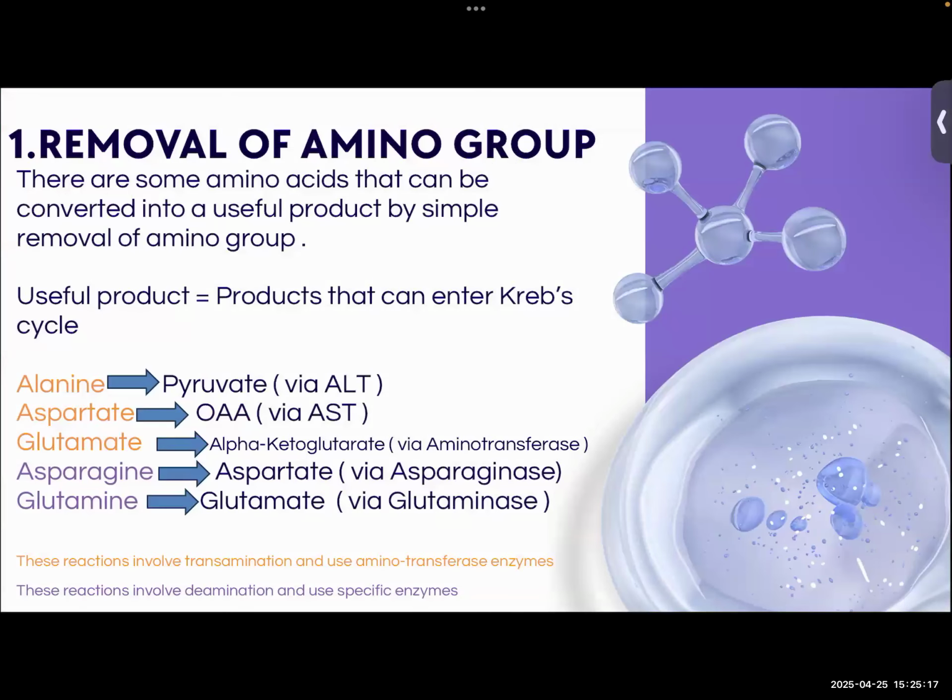The first one is degradation via removal of an amino group. So there are some amino acids, such as the ones listed on the screen, that can be converted into a useful product. A useful product in this case is anything that can enter the Krebs cycle and can be used to make glucose and energy. It can be converted into a useful product by just removing the amino group. Now, which ones are these? These are alanine, aspartate, glutamate, asparagine, glutamine.